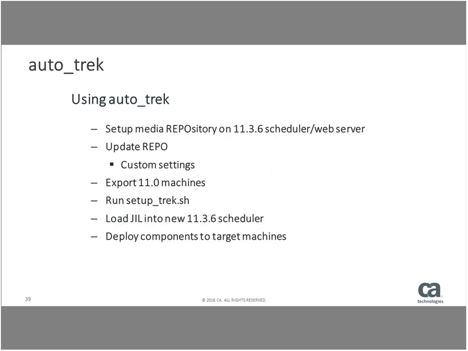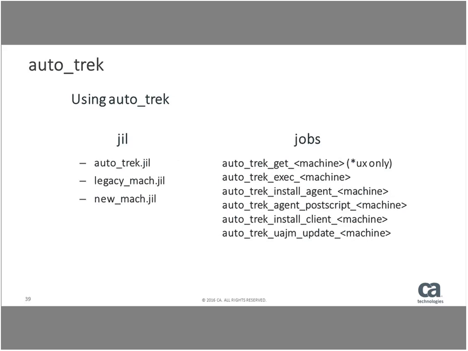Using AutoTrack is simple. There's some upfront work to set up the media repository and customize settings and deliverables for your environment. After that, it's just a matter of exporting your 11.0 machines and running the setup.sh script. The setup script will build all the GIL you need to automate deployment of components to target machines. After running the setup script, the following GIL is created. This is loaded into the new scheduler, and once the repository is in place, you're ready to deploy. We'll see this in action in the demo portion of the presentation.